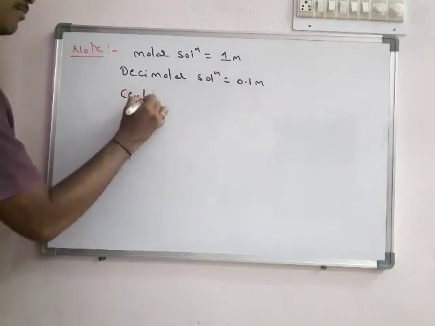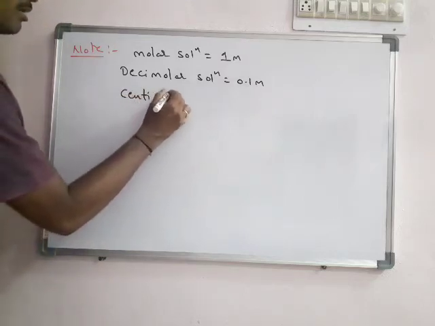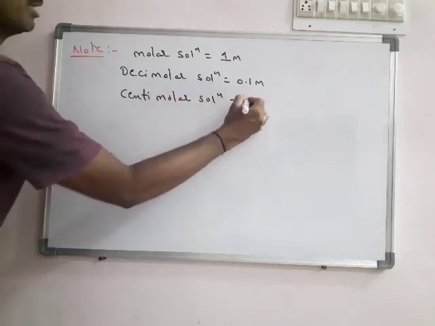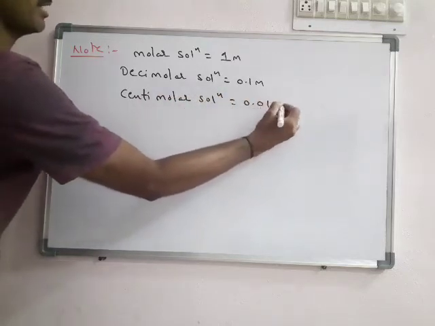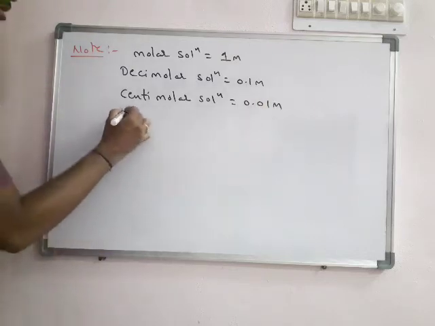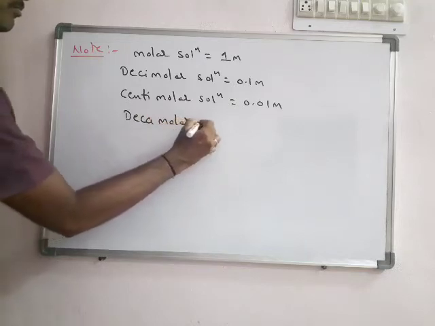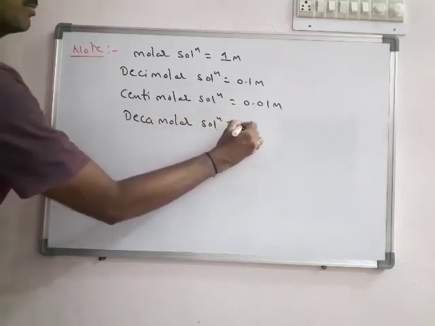Sometimes it is given as centimolar. Centimolar solution means its molarity is already given indirectly, 0.01. Or sometimes it is decamolar. Decamolar solution means that is 10 M.